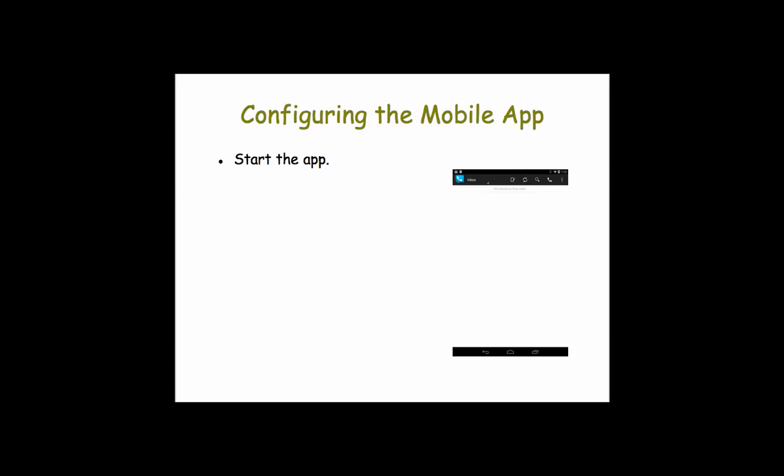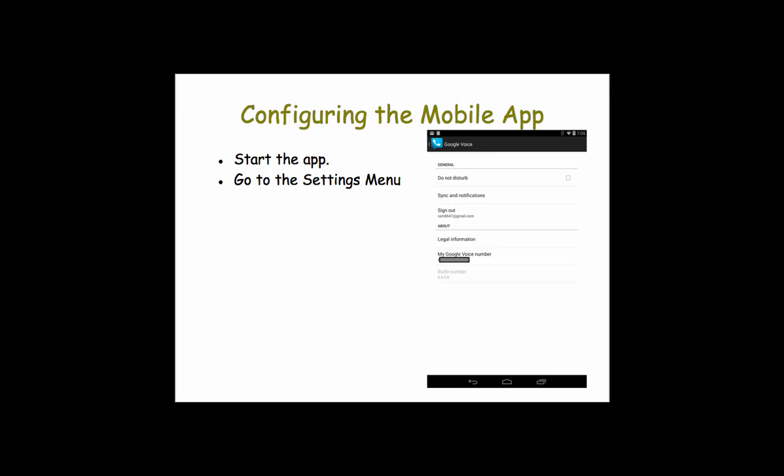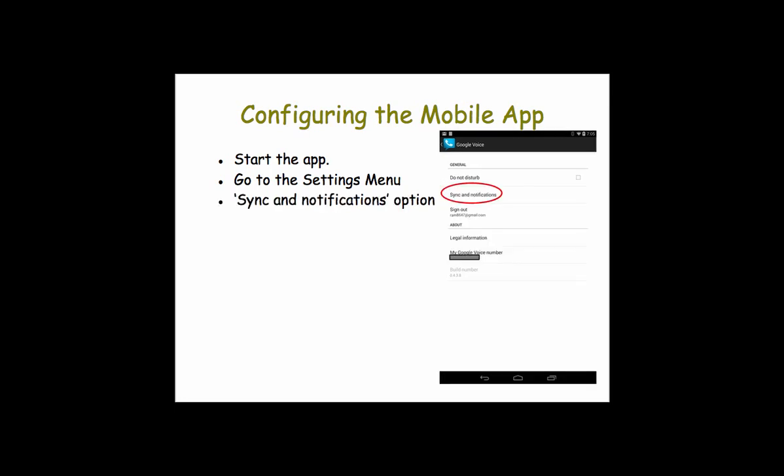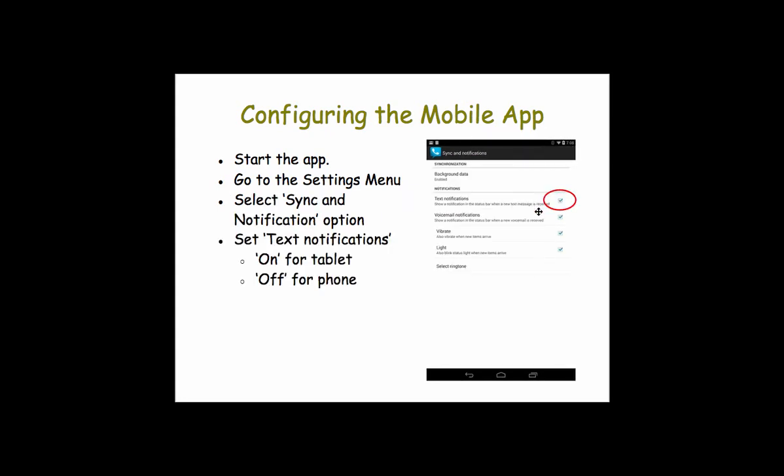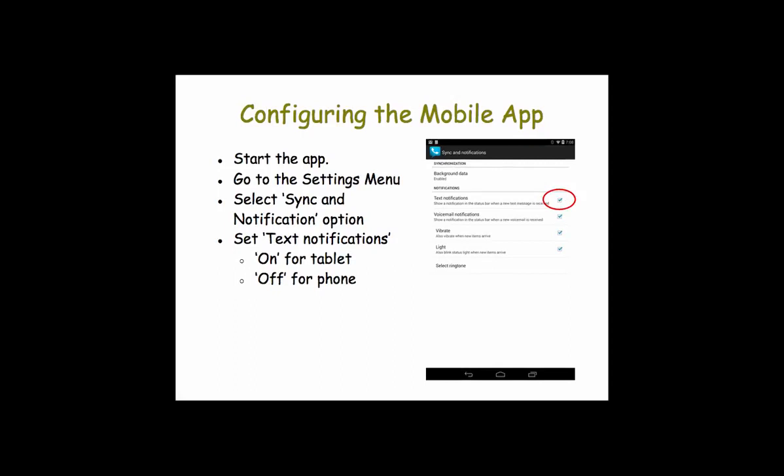You will have to configure it so that it knows your Google Voice number. And one of the main settings we need to tweak is the sync and notifications setting. So go to the settings menu, select the sync and notifications options, set the text notifications checkbox on or off, depending on whether you have a tablet. In my case, I have it on for my tablet, I have it off for my phone. What this controls is whether Google Voice, the app itself, will post notifications for incoming text messages in addition to the notifications posted by your mobile apps, by the No Texting While Busy app.